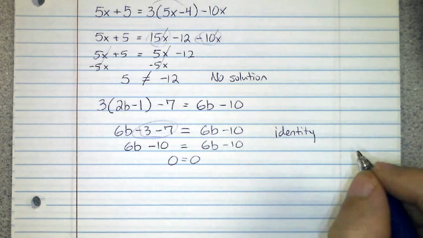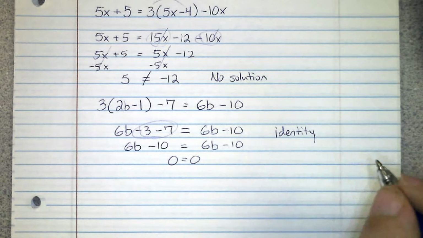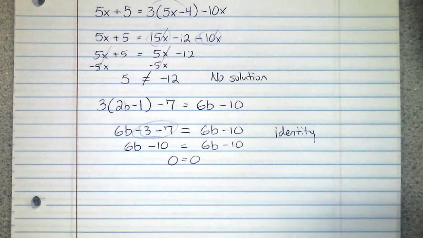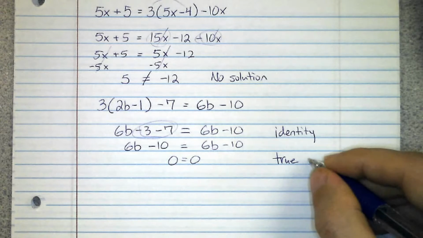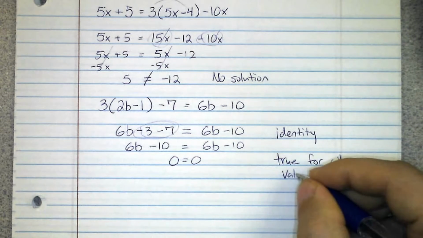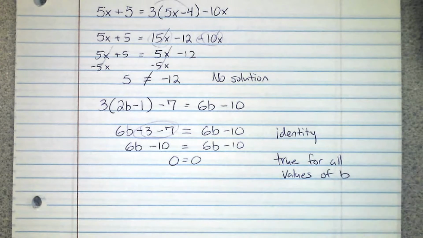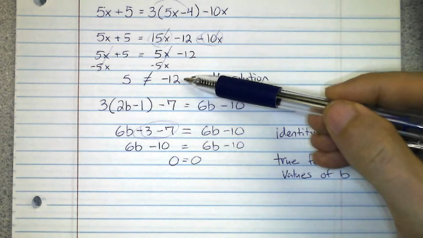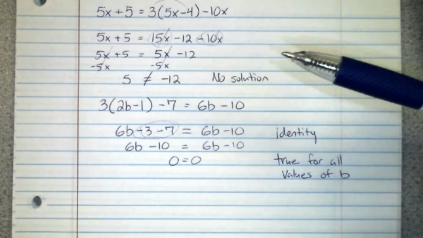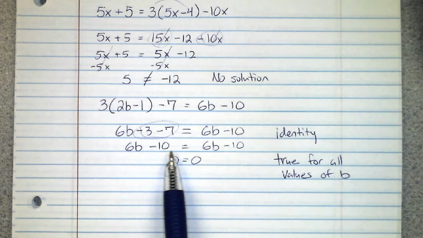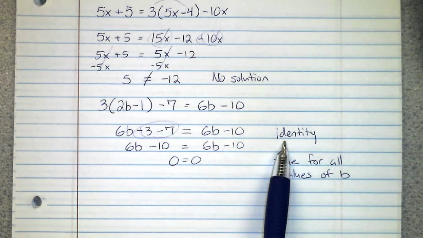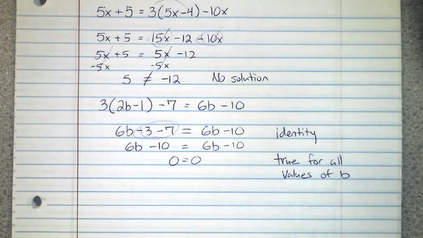And an identity is true for all values of b. So that means you can put anything in for b and it works. So, again, this is true for all values of b. So I want you to notice the difference. If you come to an impasse such as this, where the left does not equal the right, there's no solution. If you end up with 0 equals 0, the exact same things on the left and the right, then it's called an identity, and it is true for all values of b.